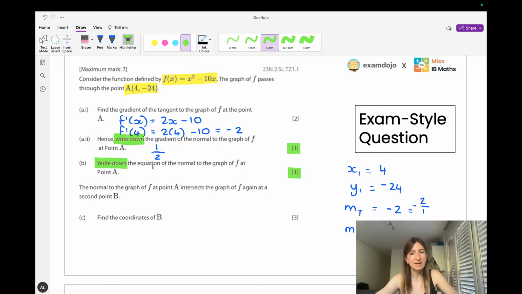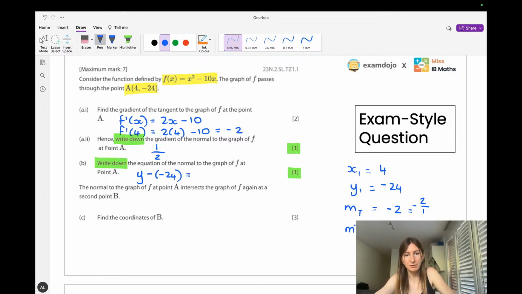So again, that write down 1 mark means just substitute it into that formula. You don't even have to multiply out. So we literally have y minus y1. I should write out the formula, but I'm going to not do that now, but you should. Y minus 24. Was it minus 24? Oh yeah, it was. Then our m of the normal, so normal is half, and x minus 4.